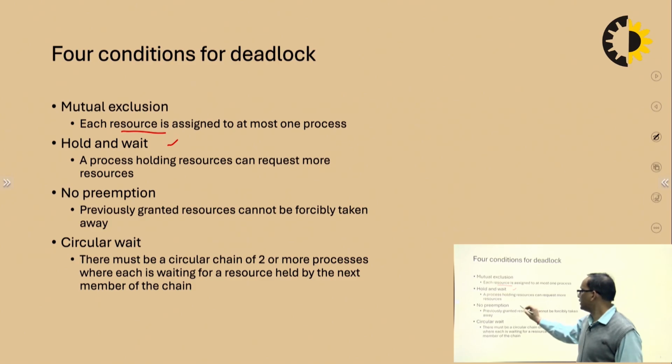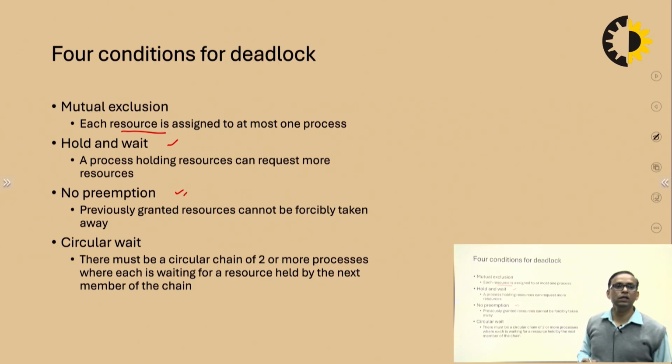The third condition is no preemption. The no preemption condition states that a previously granted resource cannot be forcefully taken away. It means if we allocated a particular resource to a particular process, then the resource must be released by the process after its completion. If we take the resource forcefully, we are trying to break the deadlock by ourselves. In that situation, deadlock will not happen.